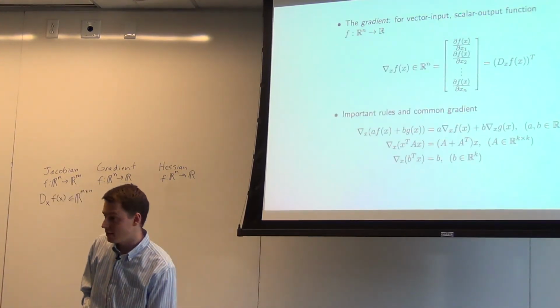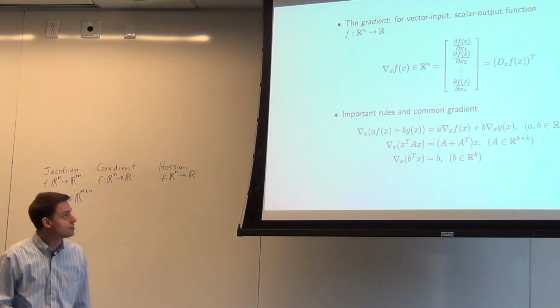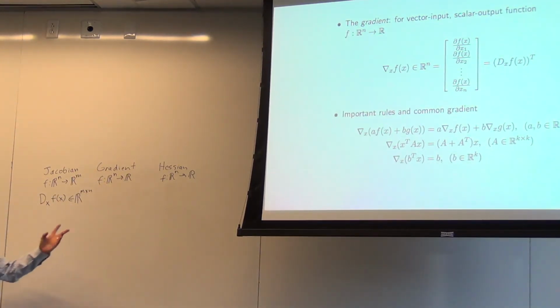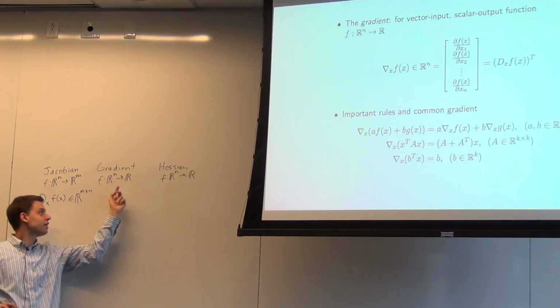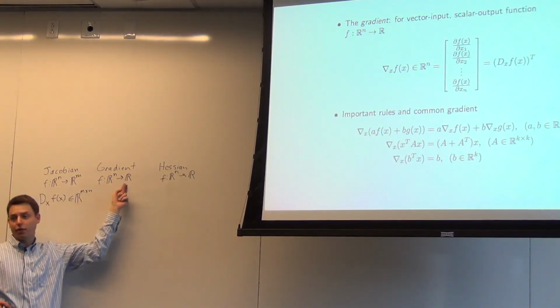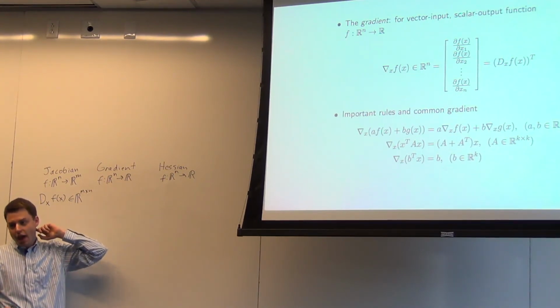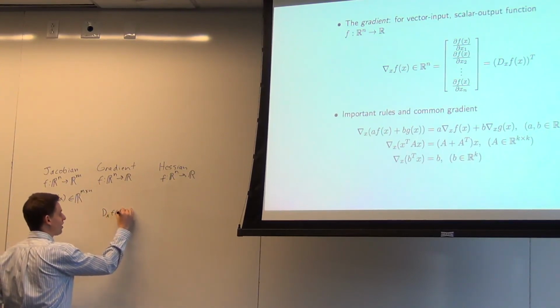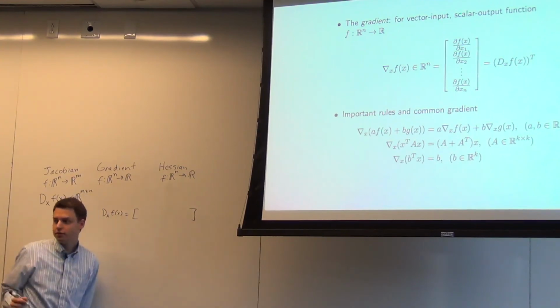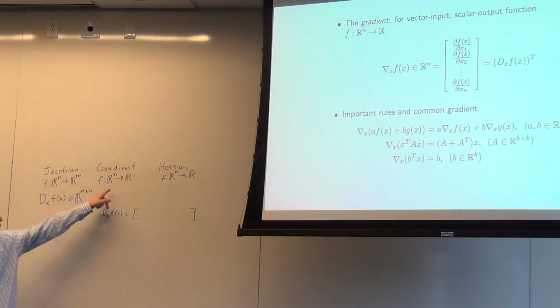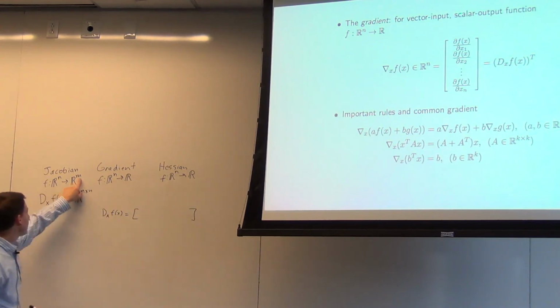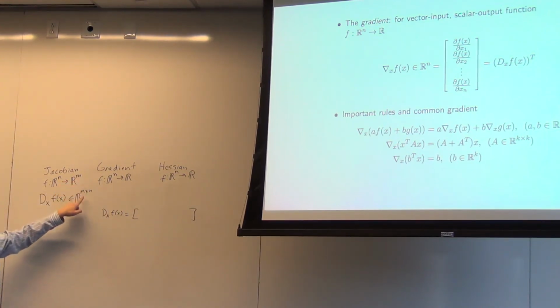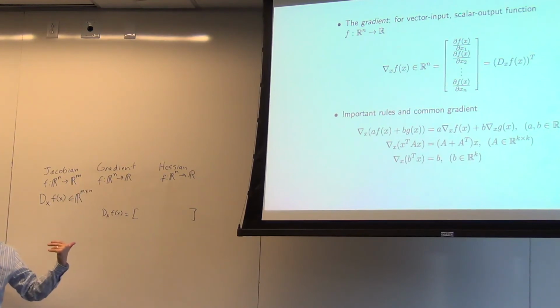OK, so the gradient is the next thing we'll think about. The gradient is also a first derivative. It's just a special case that only happens when x is a vector input but the output is a scalar. In this case, the Jacobian of f of x would be a row vector, because there's one output, so m here is 1, so you have a 1 by n matrix being the Jacobian. And all I'm going to do is take that and transpose it. We're going to call that the gradient.